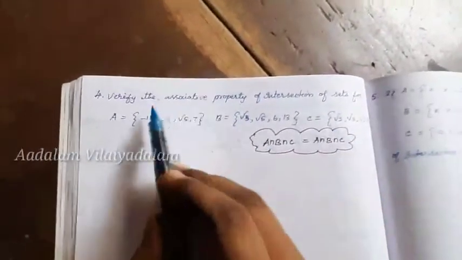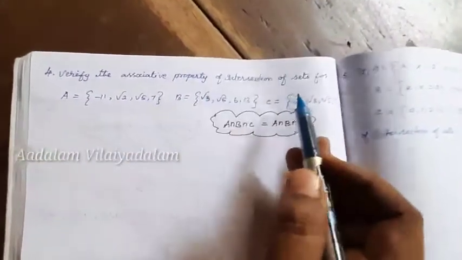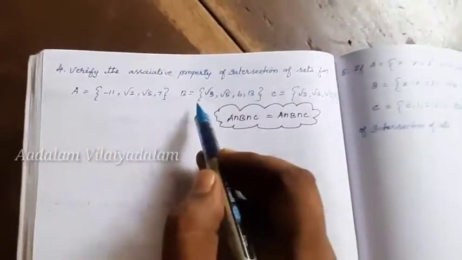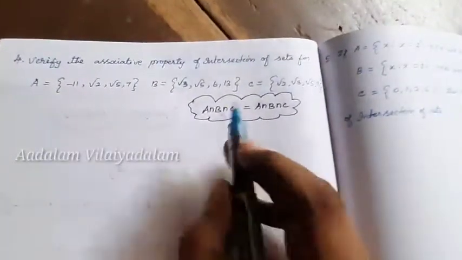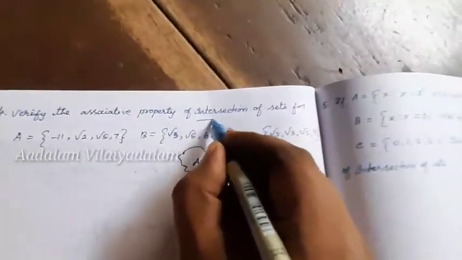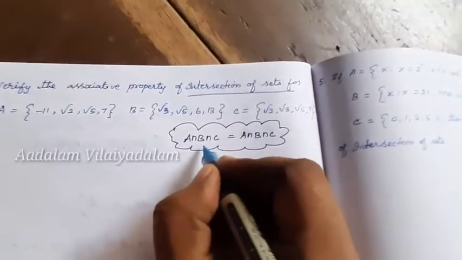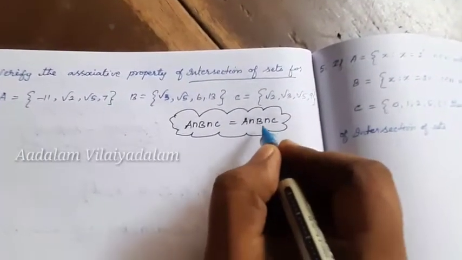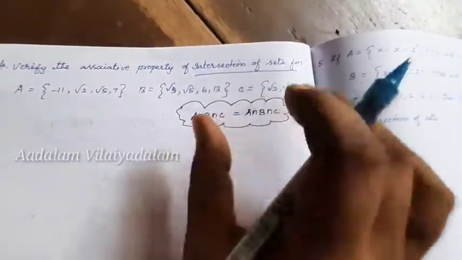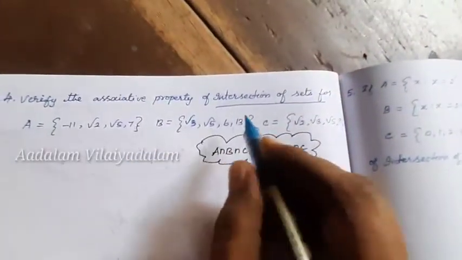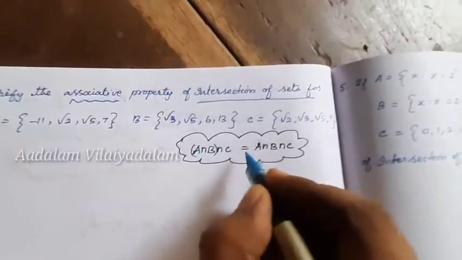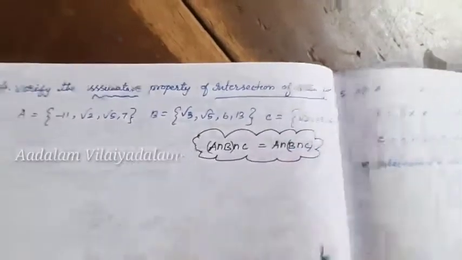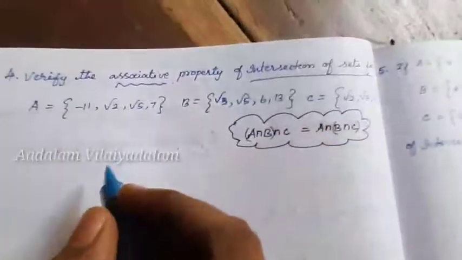The fourth question is, verify the associative property of intersection of sets for A, B, C. So we are going to follow the same procedure, but the formula is intersection of the sets. Here, A intersection B intersection C equals A intersection B intersection C. So everything is common, only the bracket one is different for the associative property. Now, we shall solve that.